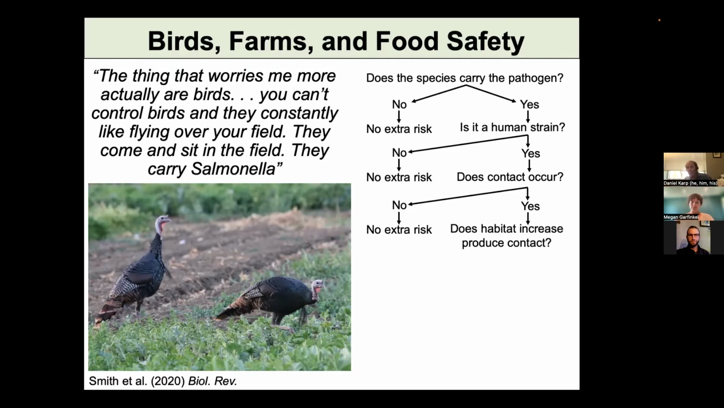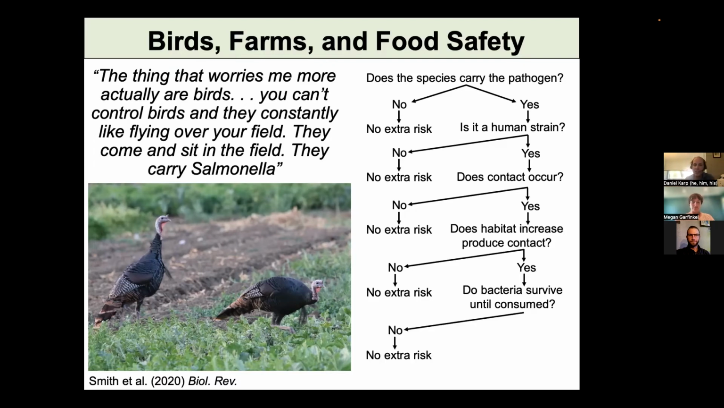If that habitat does not increase the likelihood it contacts produce, then there's no extra risk of having that habitat around. If it does, then we need to ask ourselves another question, and that is, does the bacteria survive in the bird poop until you would actually consume or harvest that product? And if it doesn't survive that long in the bird poop, then we don't need to worry about it. But if it does, then we have to worry, and we have a higher risk of spillover.